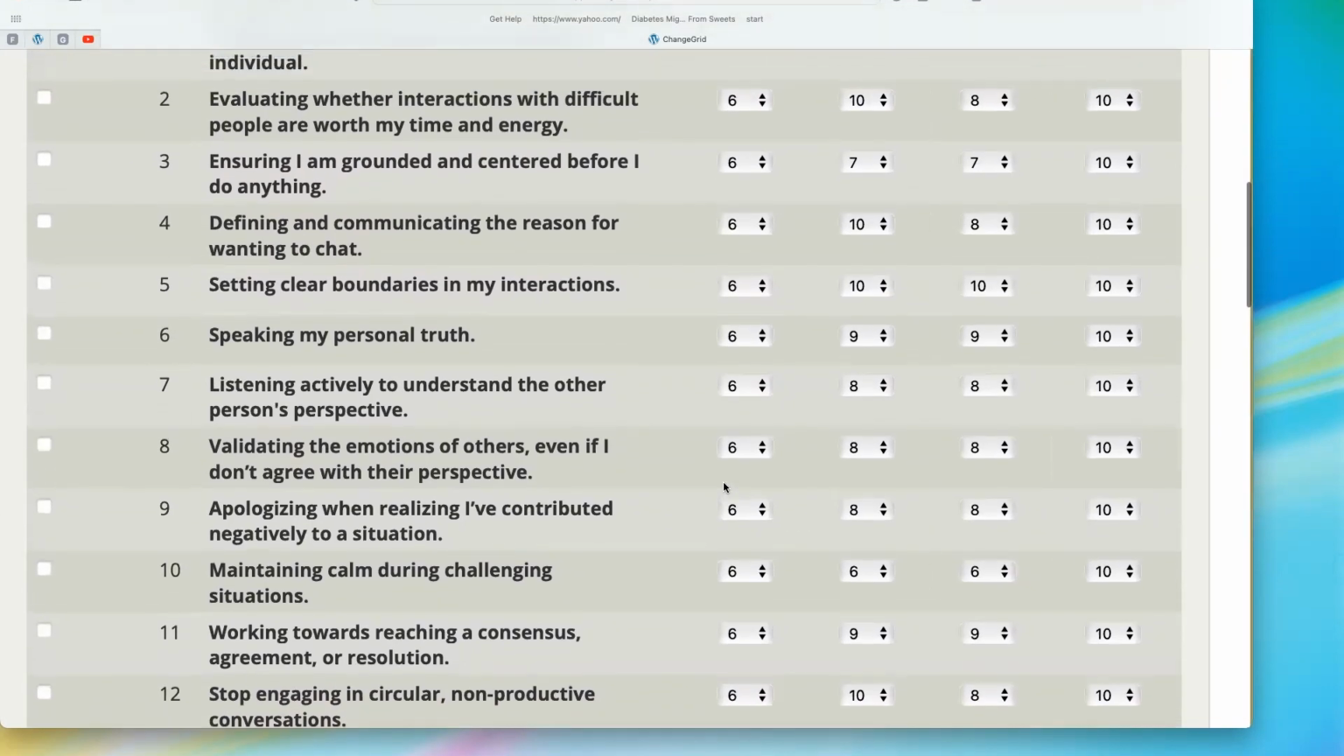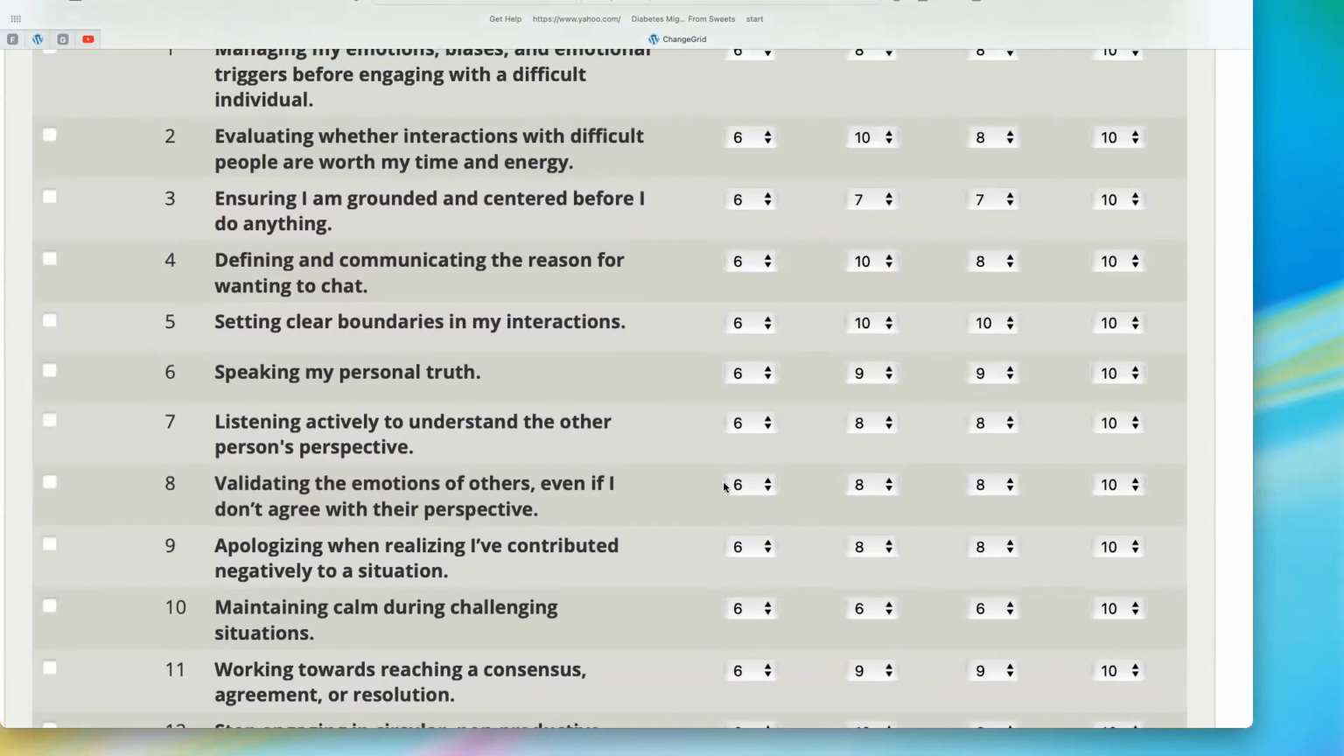So yeah. Now, if I am not mistaken, we pretty much got to this one about speaking my personal truth. Did we do setting clear boundaries? Do you guys remember from last time around? Did we talk about that one? I don't remember that one. No. All right. Well, then I know we talked about communicating the reason for wanting to chat. So let's start with setting clear boundaries in my interactions.